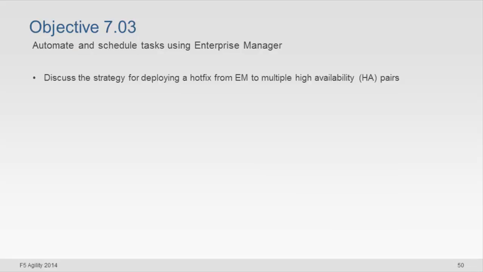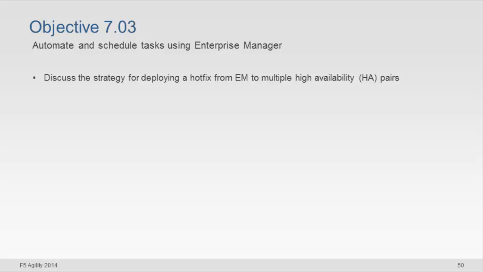You need to be able to discuss the strategy for deploying a hotfix from Enterprise Manager to multiple high availability pairs. I like to say to almost all of the SEs I deal with and all of the people in the field that I deal with, when you're dealing with Enterprise Manager, the process you would take to manually do a software install on a BIG-IP platform pair, high availability pair, is the same pattern you're going to follow in Enterprise Manager. You're just going to build it as an automated task, right? So the practices you've always followed when it comes to installing software code to a BIG-IP high availability pair is the same pattern you're going to want to do in the automated section when you build the tasks. So what does that mean?